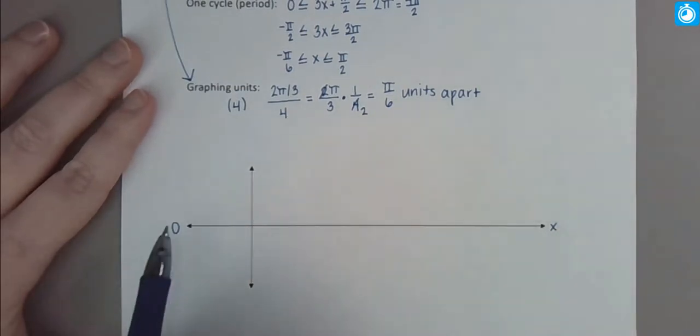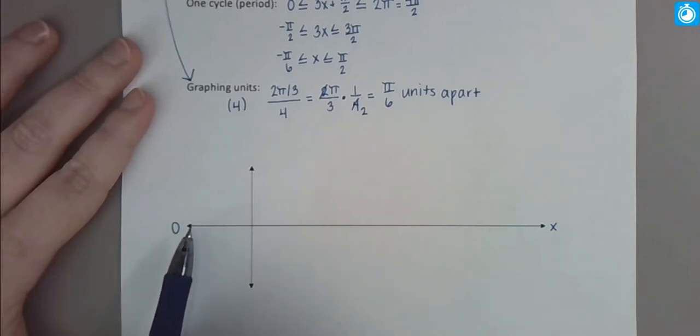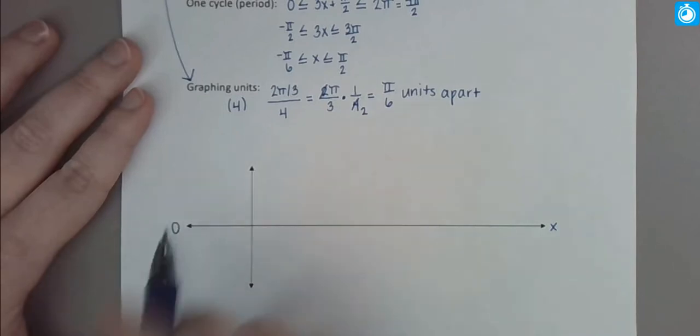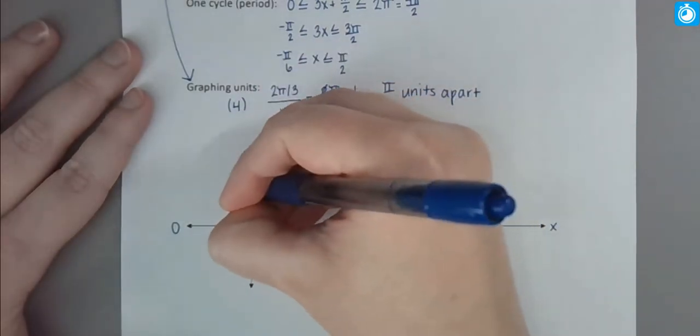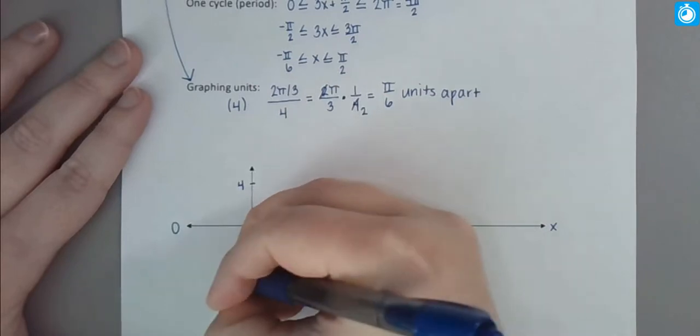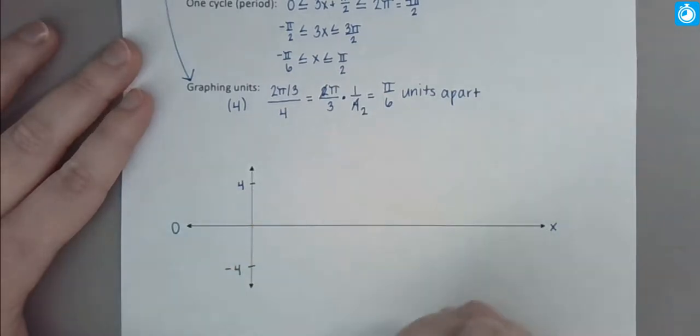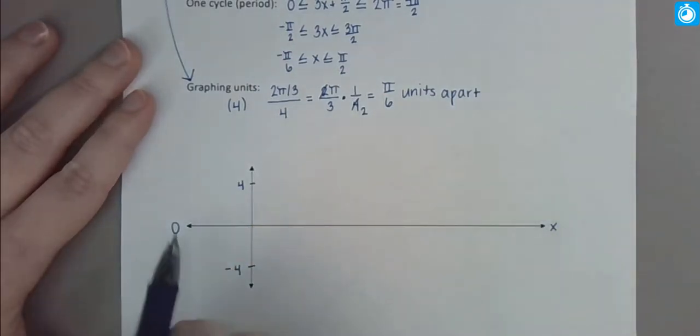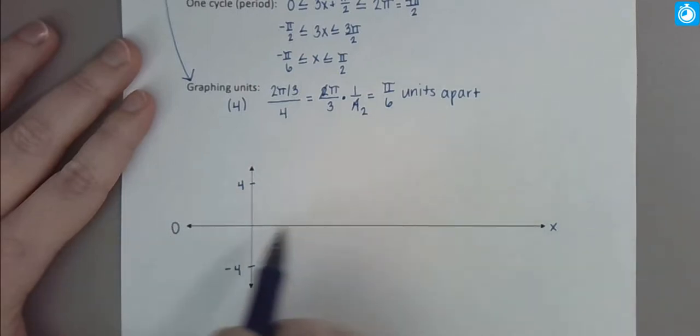So vertically speaking, we're centered at 0. Now again, the amplitude tells us that from 0, we max out at 4, and we hit a minimum at negative 4. So we'll max out at 4, we'll hit our minimum at negative 4. Okay. Now what about our horizontal labels?